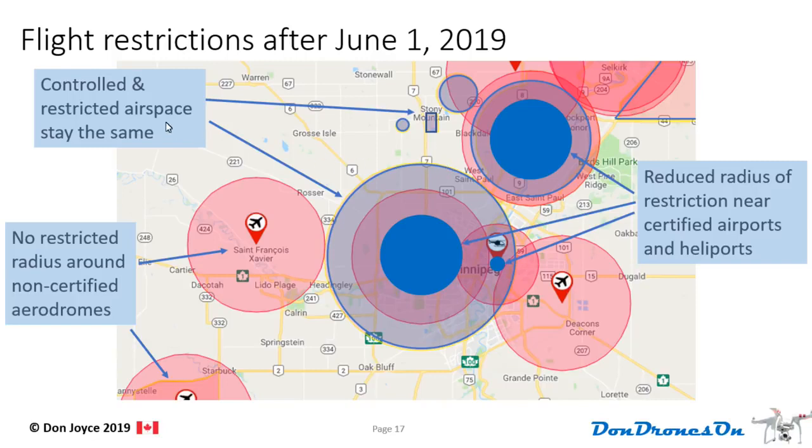I do want to emphasize that the controlled and restricted airspaces remain exactly the same. I think, as I said, these are class F, and these yellow outlined circles with the slightly lighter blue are the controlled airspaces around those airports. They stay the same, but the radius of restriction around the actual certified airports is reduced, and a lot of those aerodromes are no longer a restricted area. Pretty important. So when these new maps come out and the app comes out, we'll be able to see how this looks for areas that you and I fly around frequently.